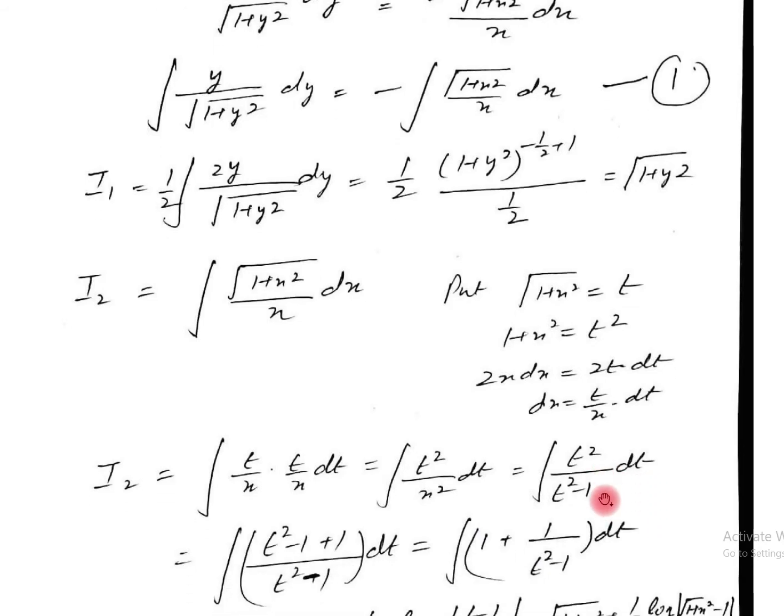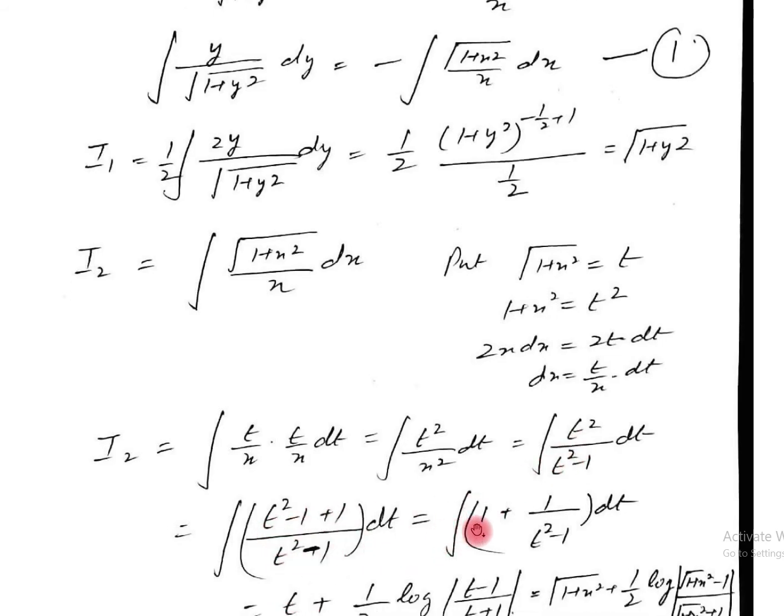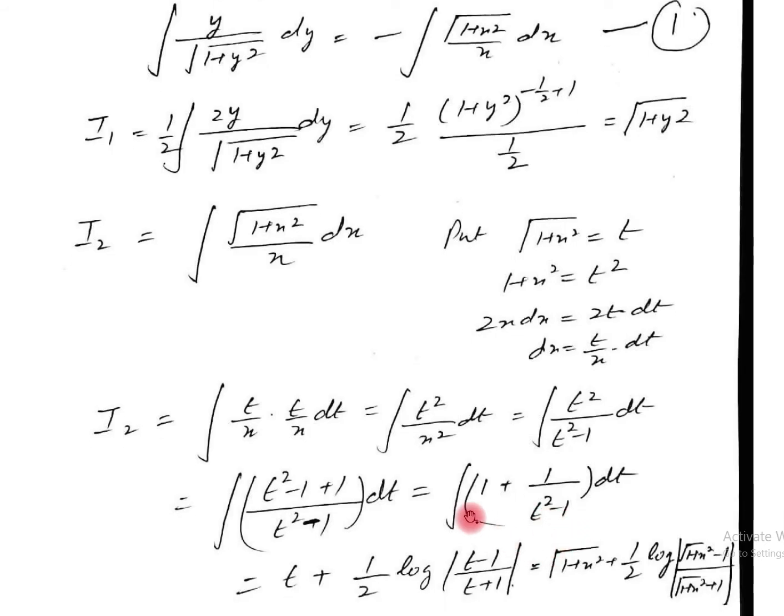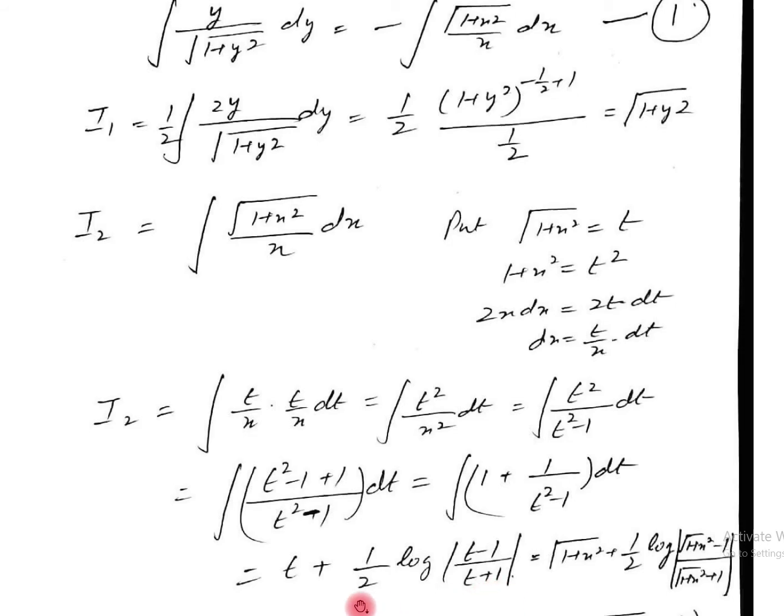Now how can we integrate it? Write t² as (t² − 1) + 1. So separating the terms, it becomes 1 + 1/(t² − 1). Then the integral of 1 is t, plus 1/2 log((t − 1)/(t + 1)). Putting the value of t, it is √(1 + x²) + 1/2 log((√(1 + x²) − 1)/(√(1 + x²) + 1)).